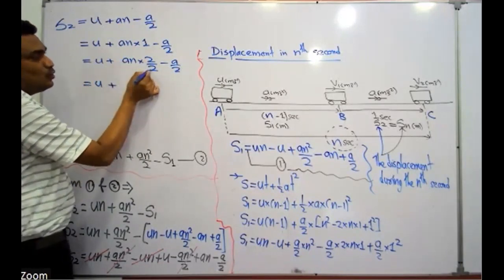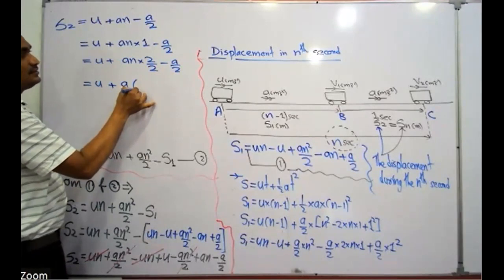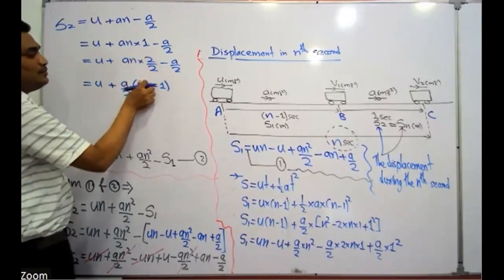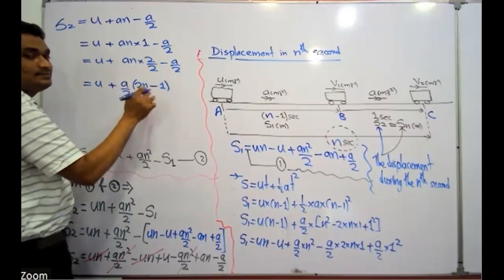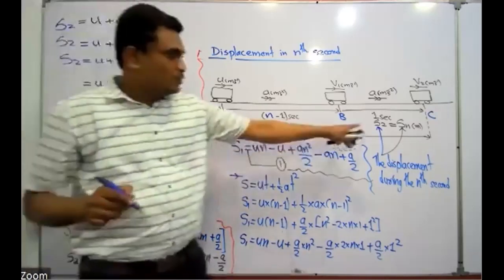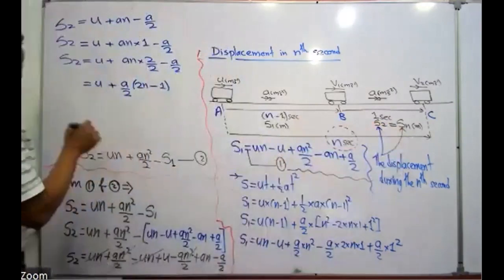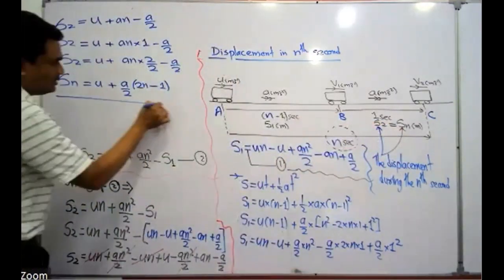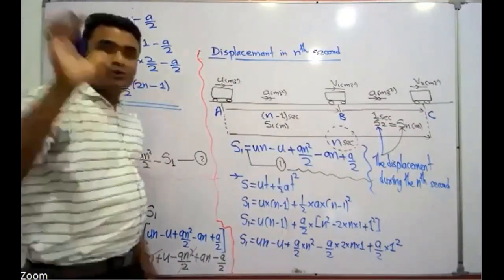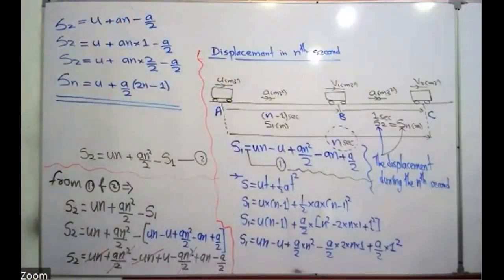Now u plus, I can take this a over 2 out of a bracket. So what are the remaining terms here? Here n and 2, it means 2n. Got it? S2, what is S2, dear? Check the figure. S2 is the displacement during the nth second. So S2 is Sn. It means Sn equals u plus a over 2 times 2n minus 1. Who wrote this equation earlier than me? Recheck. Check all the calculations.